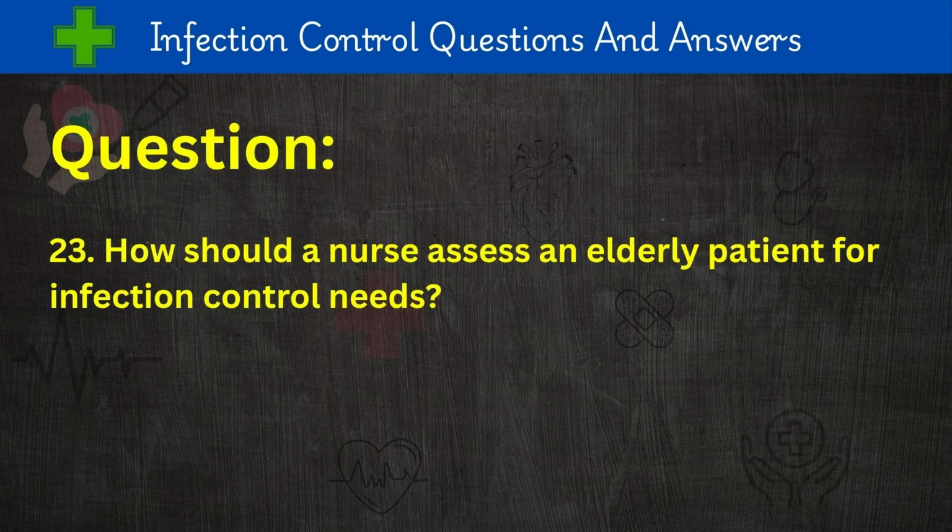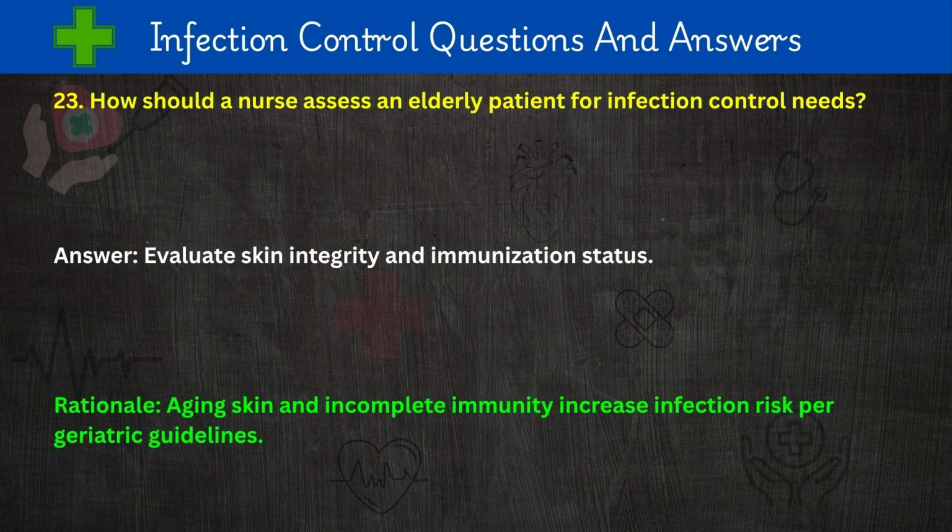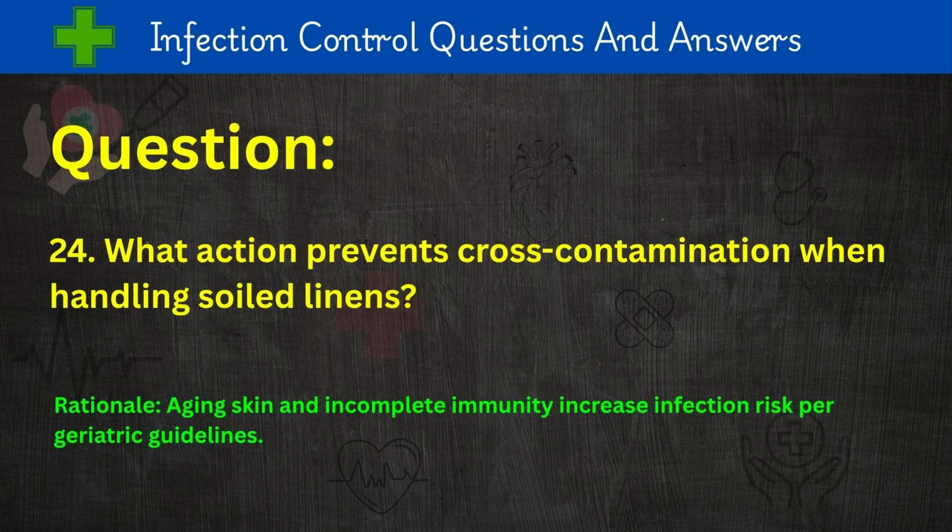23. How should a nurse assess an elderly patient for infection control needs? Answer: evaluate skin integrity and immunization status. Rationale: aging skin and incomplete immunity increase infection risk per geriatric guidelines.